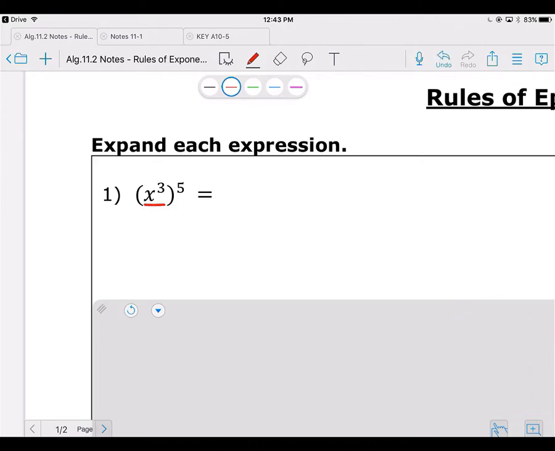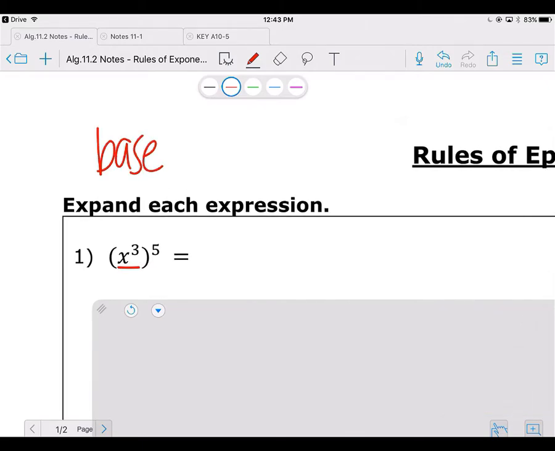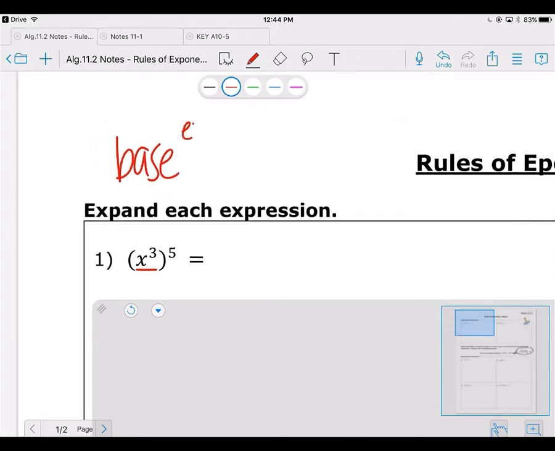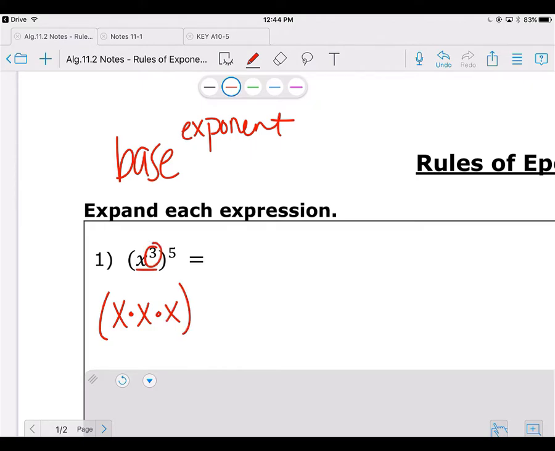So remember yesterday we talked about you have things called bases, and they are raised to an exponent. And what this really means is the exponent is telling you how many times to write the base. So x cubed is x times x times x. It's x times itself 3 times. Now this problem is wanting me to write what's in parentheses, x times itself 3 times, 5 times.